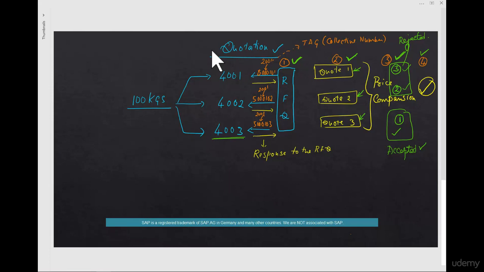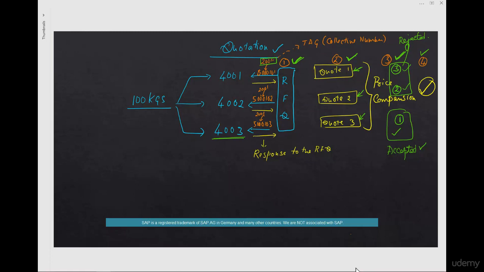So what have we done here? We have asked for 100 kilos from these 3 vendors and asked them to submit a quotation. We have done that through the RFQ, step number 1. And we have tagged all these RFQs with a collective number called 2001. And after some time, step number 2, the vendors have responded and we have recorded their terms, like prices, what payment terms they're ready to offer, when they can deliver the goods by, and so forth.